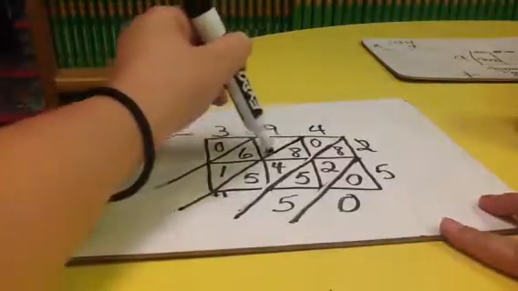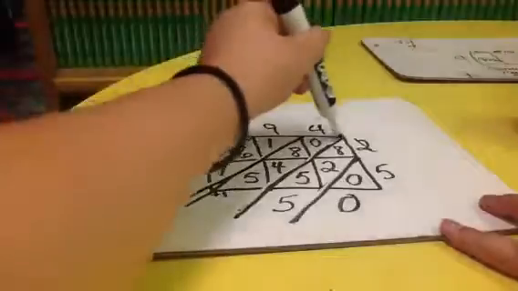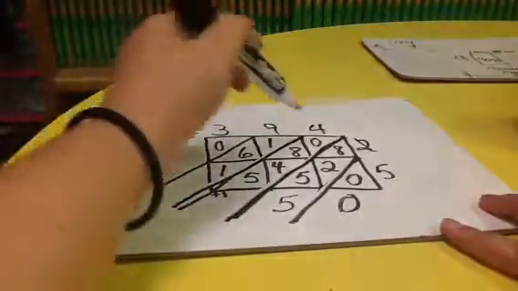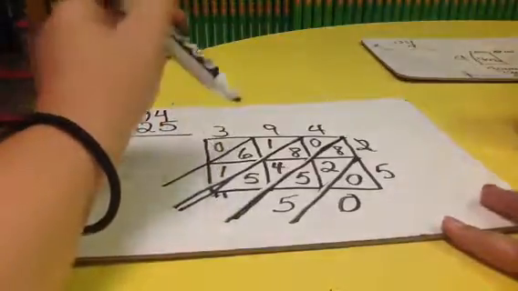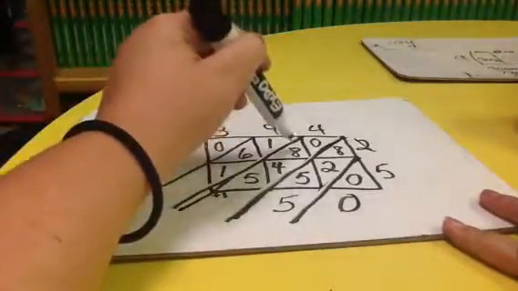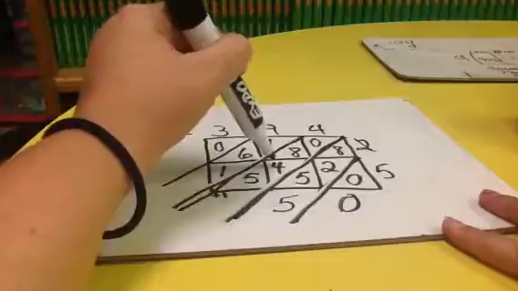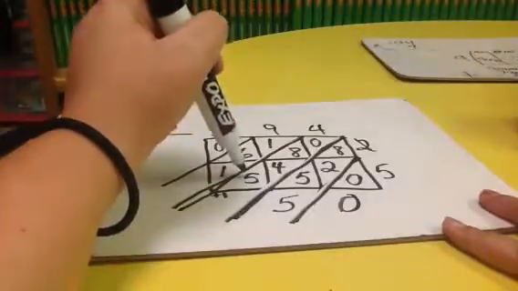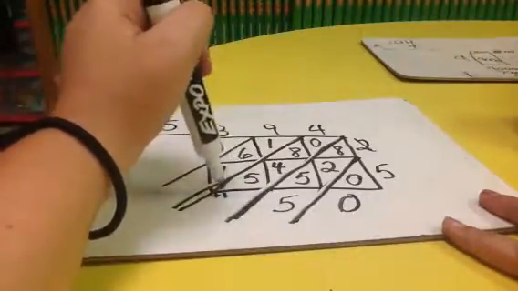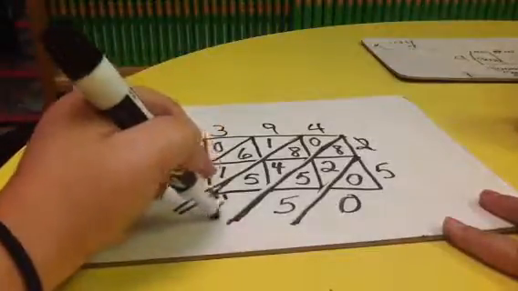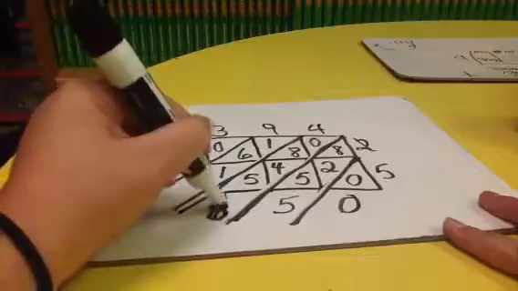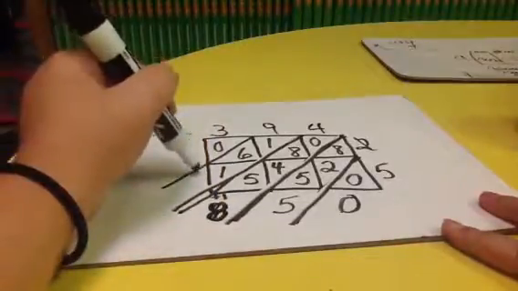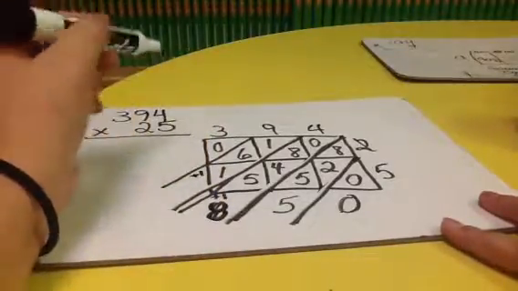Next, I have this diagonal section with my 0, 8, 4, 5, and 1 that I need to add up. 0 and 8 is 8. 8 plus 4 is 12. 12 plus 5 is 17. And 17 plus 1 is, oh, not 16. It's 18. And then I regroup my 1.